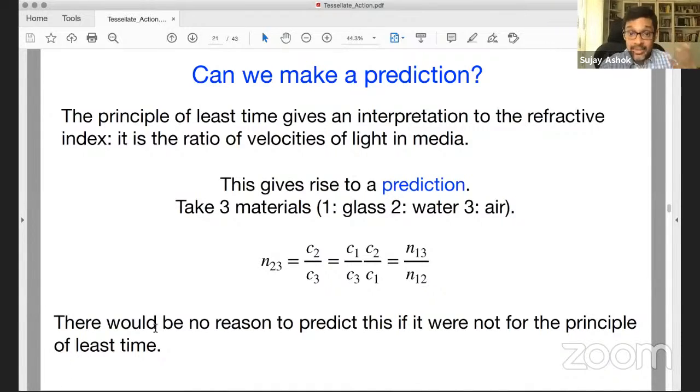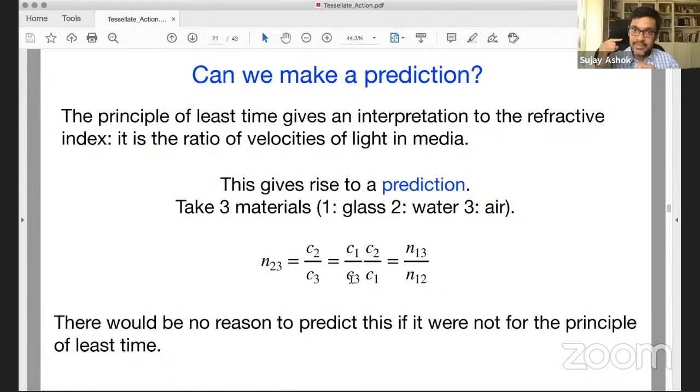So clearly, if I take 3 media, media 1, 2, and 3, like glass, water, and air, I can do a simple ratio to show that the 3 refractive indices should be related in this way, because it's just the ratio of velocity of light. So C2 by C3 is just C1 by C3 times C2 by C1, clearly, right? And each of these is the respective refractive index between a pair of media. So we find this highly non-trivial relation between the refractive indices of 3 media that you could not have guessed at if you just knew Snell's law, because Snell's law just said there is some constant, right?